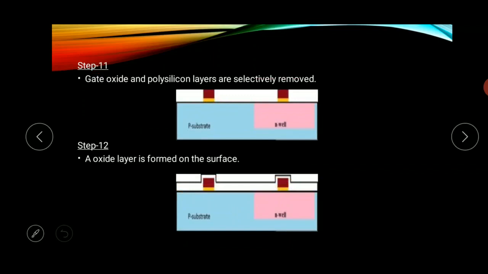Then in step 11, except the two regions required for formation of the gate for NMOS and PMOS. Means in N-well a PMOS is formed and in this region a NMOS is formed. So for a NMOS we need one gate terminal, and for PMOS another gate terminal is required. So total 2 gate terminals are required in CMOS.